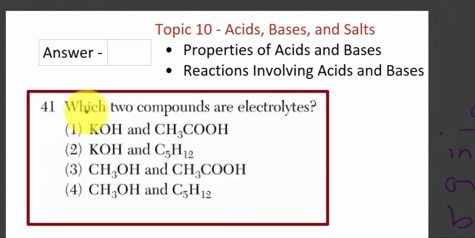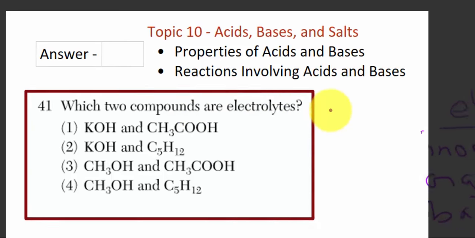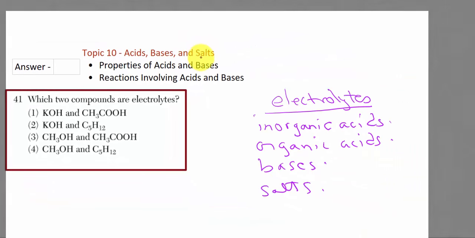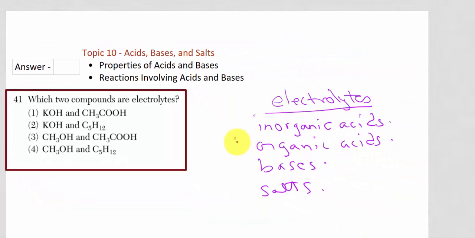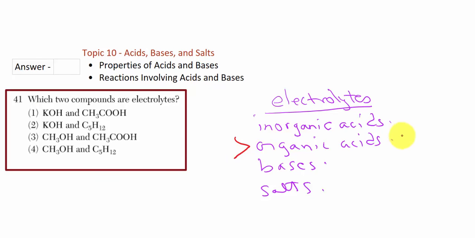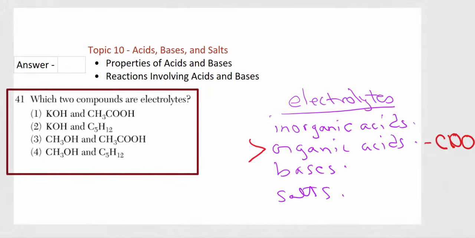Question 41. Which 2 compounds are electrolytes? Electrolytes are compounds that produce ions in solution, and that would include acids, bases, and salts. Bear in mind that there's one type of acid, the organic acids, which are characterized by the carboxyl group being on the end of their structure. That's represented by the symbol COOH in a formula.